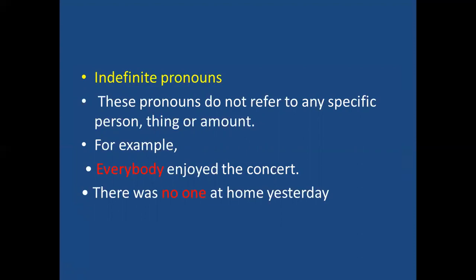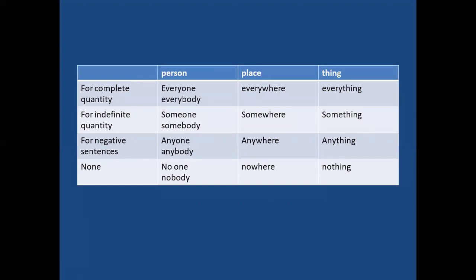There was no one at home yesterday. So again, there is a table regarding the indefinite pronouns. For complete quantity, we say, for person: everybody, everyone, everywhere, everything. For indefinite quantity: someone, somebody, somewhere, something. Negative sentences: anyone, anybody, anywhere, anything, none, no one, nobody, nowhere, nothing.